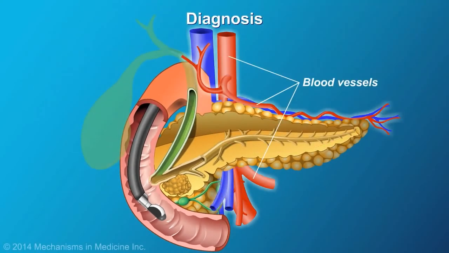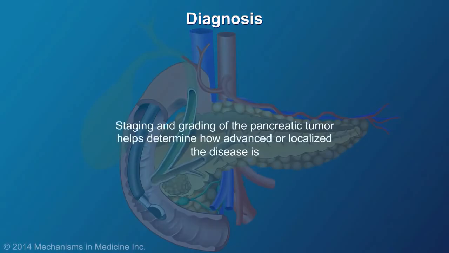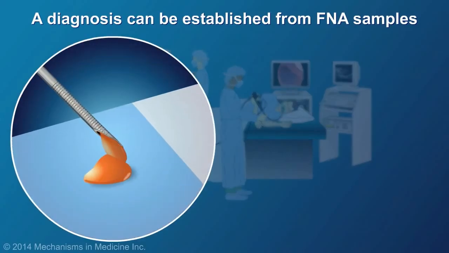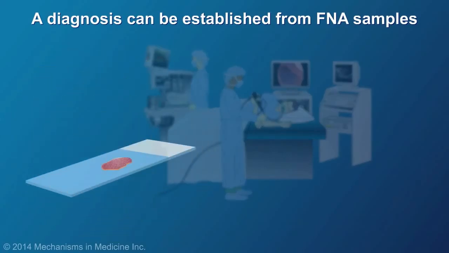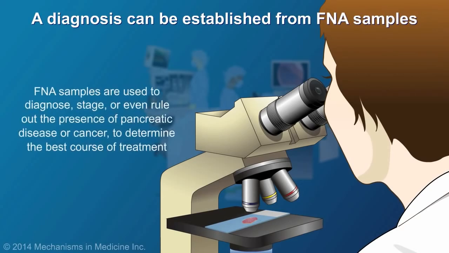The vessels around the pancreas are also closely studied to rule out any type of tumor involvement within the peripancreatic arteries and veins. This is called staging and grading of the pancreatic tumor, and this helps determine how advanced or localized the disease is. FNA samples are frequently read in the room where the procedure is being performed to ensure an adequate sample and, on occasion, to establish a preliminary diagnosis. These samples are used to diagnose, stage, or even rule out the presence of pancreatic disease or cancer to determine the best course of treatment.